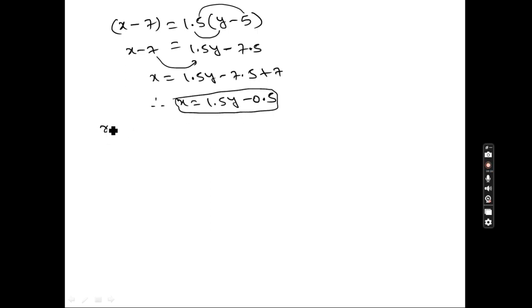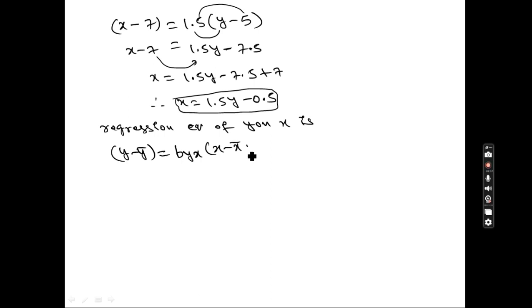Similarly, what we have to do? The regression equation of y on x we have to calculate. What is the formula? y minus y bar is equal to byx into x minus x bar. So you know already. So what we have to calculate? x bar you already calculated before, and y bar also calculated. Just what we have to do? We have to calculate the byx formula.